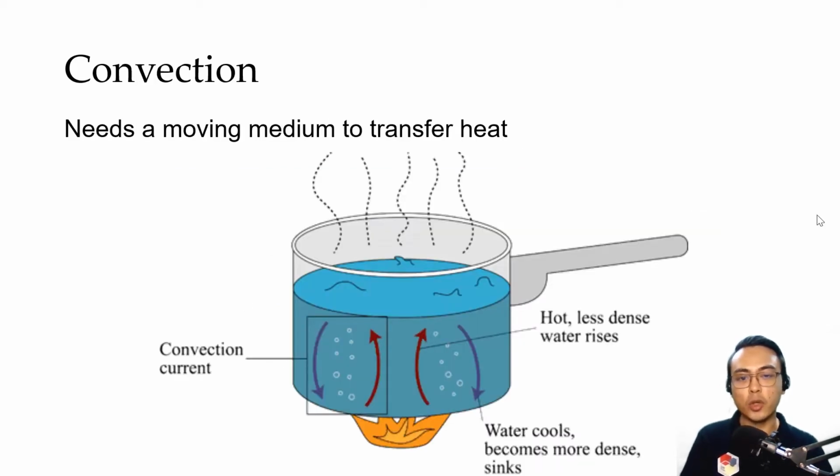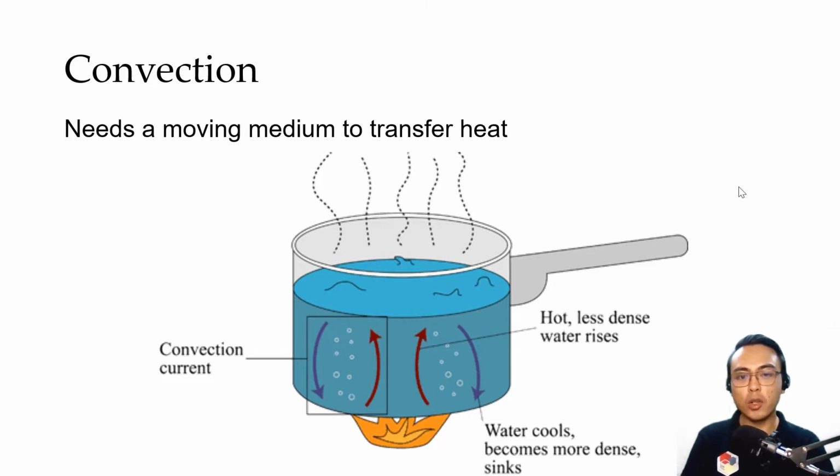Next is convection. As I've mentioned earlier, for conduction, the molecules themselves are not moving. They are simply transferring their energy to their neighbors through vibrations. But for convection, there is an associated movement of atoms or molecules. We call that a convection current. Convection can only happen in fluids. So when we say fluids, that encompasses both liquids and gases because they are free to move in convection currents.